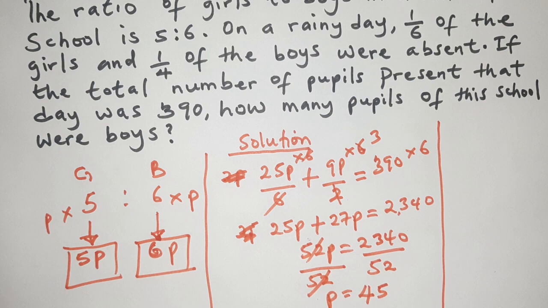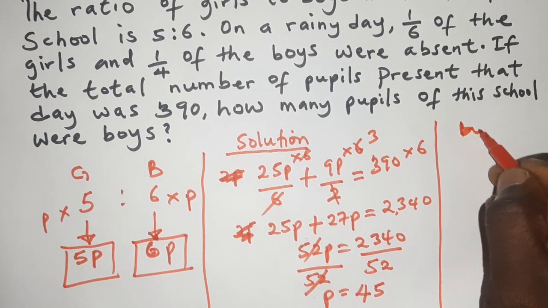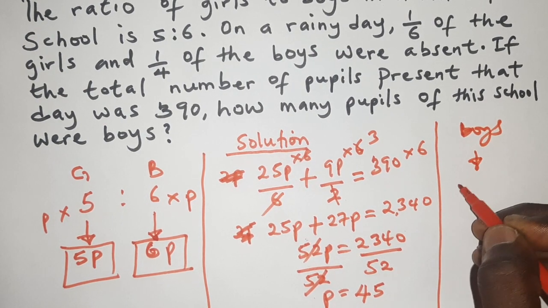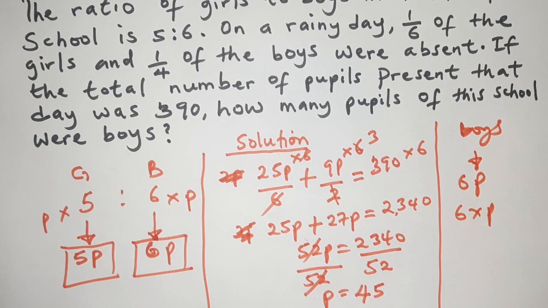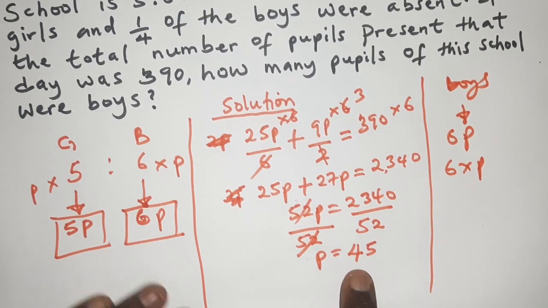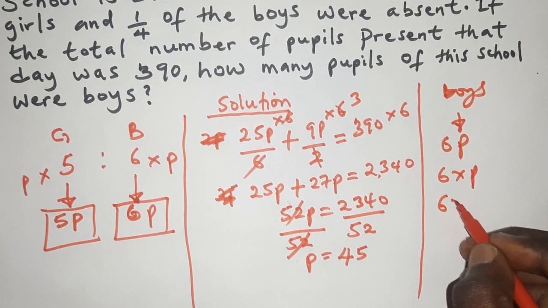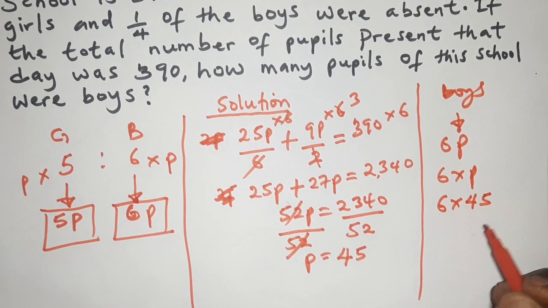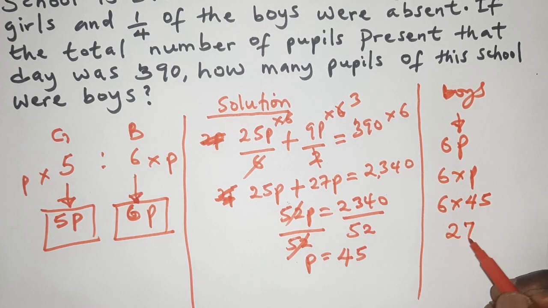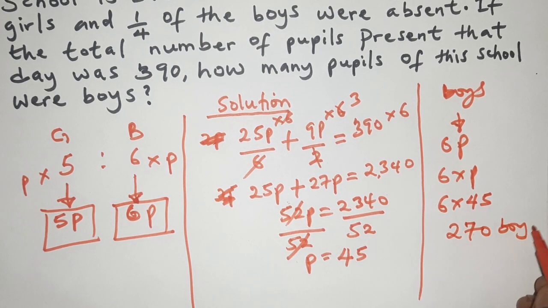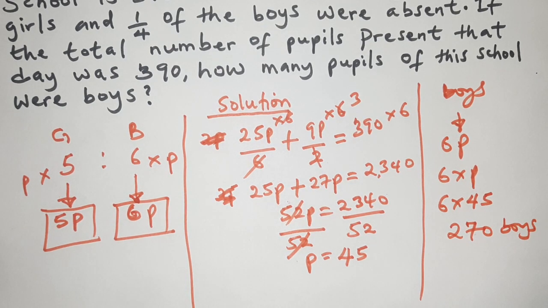Since the value for boys is 6p, that's 6 times p, and I have gotten my value for p, which is 45. I'll just do 6 times 45, and that will give me 270. 6 times 45 is 270. So I have 270 boys in that school. So that's just it. Very simple.